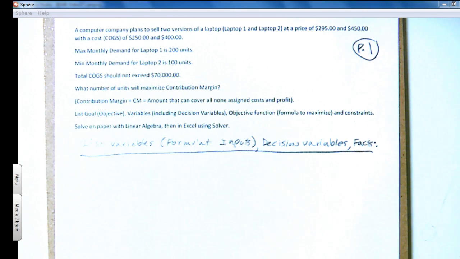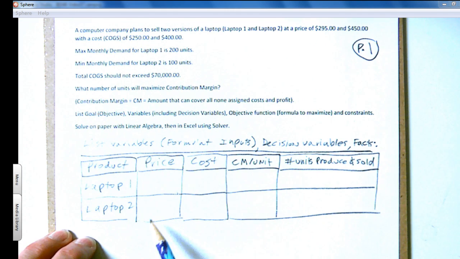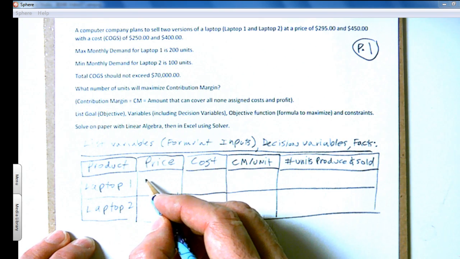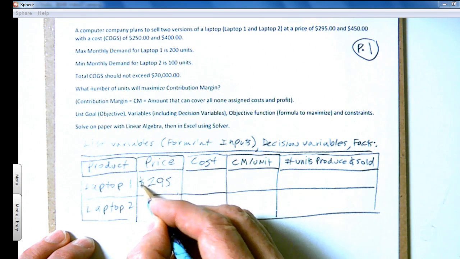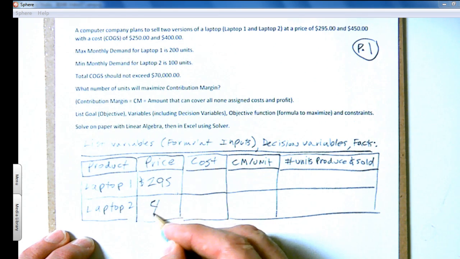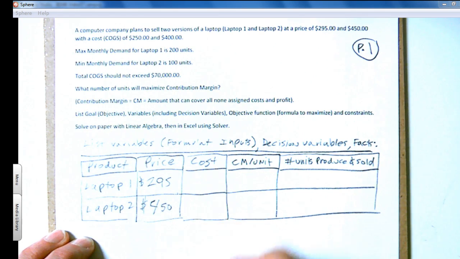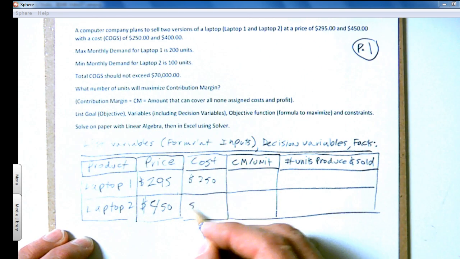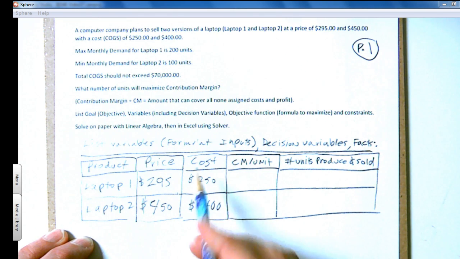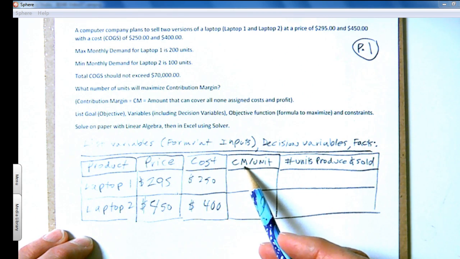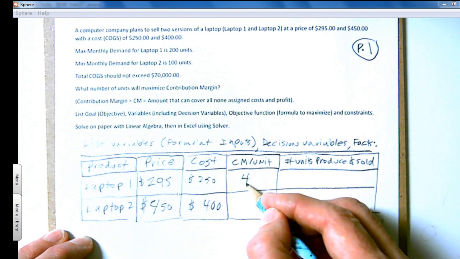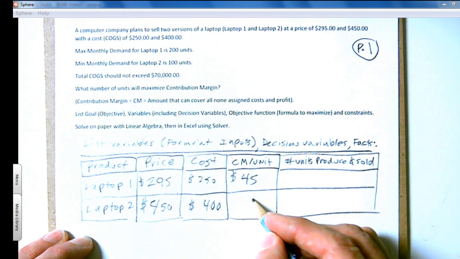Now, step 1, list variables, which will be our formula inputs, decision variables, and facts. All right, so I made a little grid here. There's product 1 and product 2. Our price for laptop 1 is $295, and our price for laptop 2 will be $450. Cost of goods sold will be $250 here and $400 here. Now these are per unit, so when we calculate contribution margin, price minus cost of goods sold, that'll be per unit. So this one will be $45 and this one will be $50.